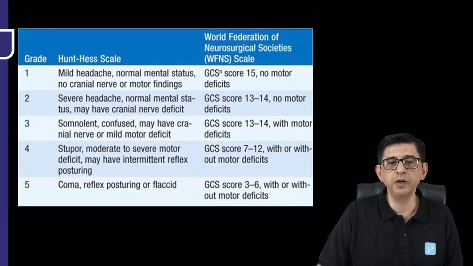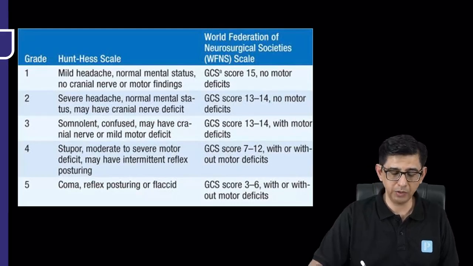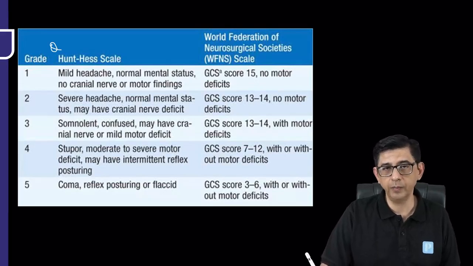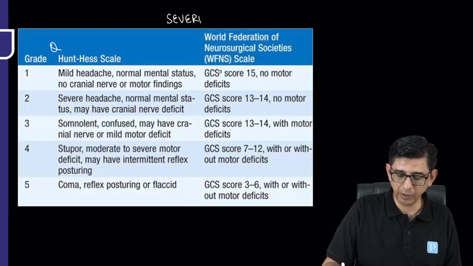To assess the severity of subarachnoid hemorrhage, there are two scales that are available. You mainly need to remember the names of these scales. One of them is called the Hunt and Hess scale, and the second one is WFNS, that is World Federation of Neurosurgical Societies scale. Both names are to be remembered for evaluating the severity of subarachnoid hemorrhage.